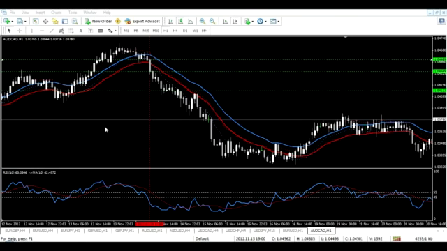I trade the Australian dollar, US dollar. I like that one a lot. The Australian pairs are pretty good. The euro pairs are pretty good as well. Euro USD, Australian USD, those are some of the best pairs to start with.